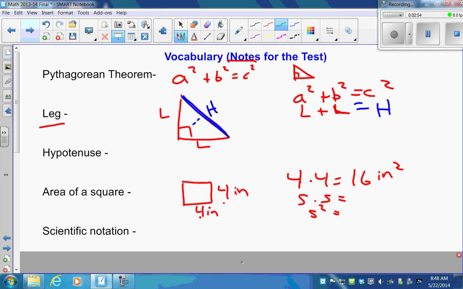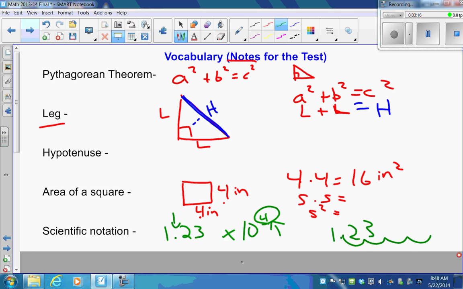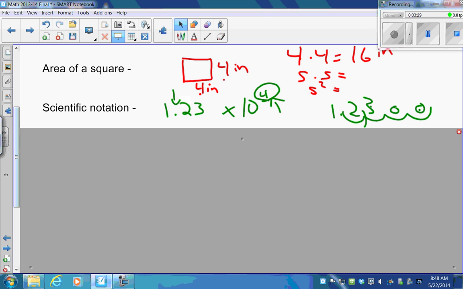So scientific notation is if I had 1.23 times 10 to the 4th, that is scientific notation. Your decimal always goes after the first number, and your power, that is what you count by. So the answer to this is I would do 1.23, and I would count 4 spaces. 1, 2, 3, 4. If there's nothing there, I put my zeros. I count 1, 2, 3, and I put my comma. So it'd be 12,300. That is my scientific notation.